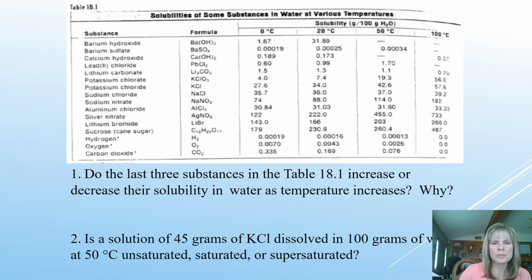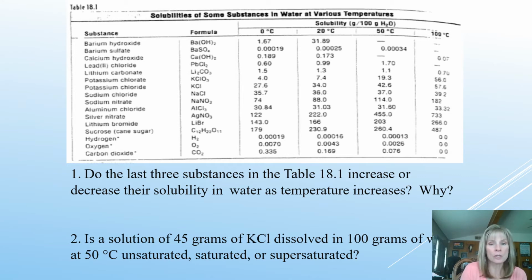Let's see, first one, hydrogen goes from this at 0 degrees C. It looks like the solubility decreases for hydrogen. For oxygen, same thing. Solubility is going to decrease as the temperature increases. Carbon dioxide does the same thing. Now, why is that? Well, it's because they're gases.